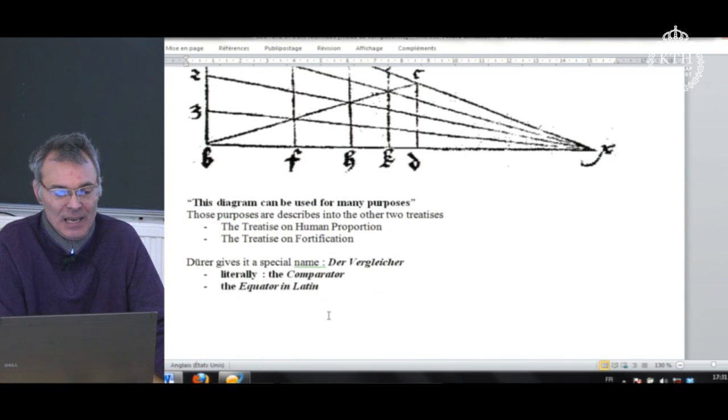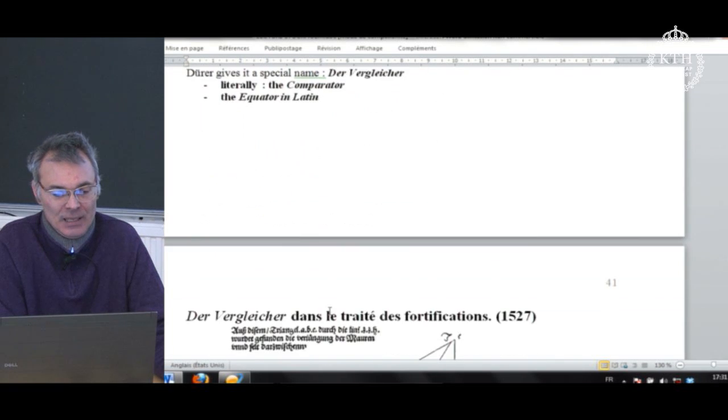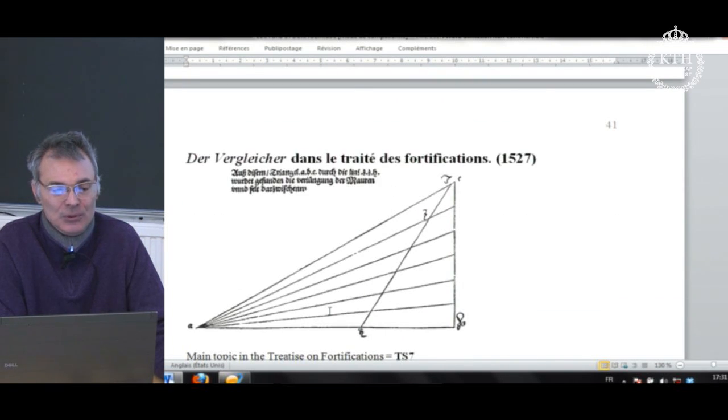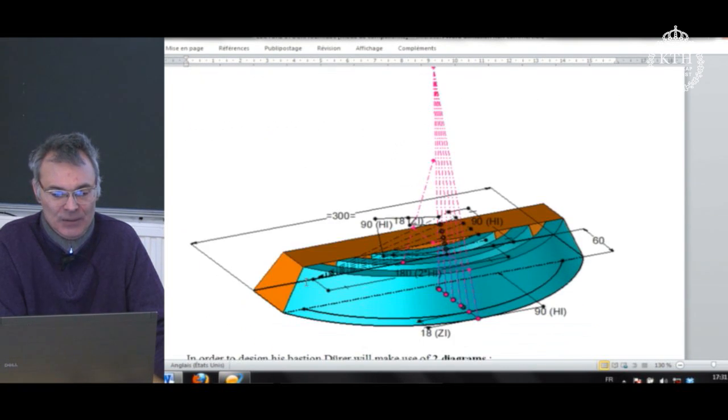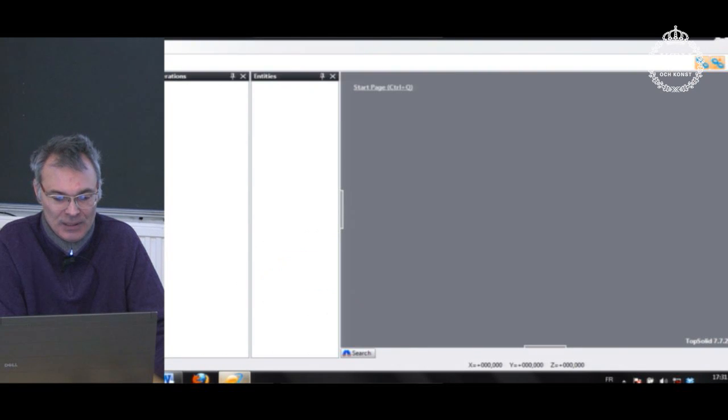if you wish. So this diagram, actually you find in each of Dürer's 3 treatises. Especially, you find it in the Treatise on Fortification. So this is the image of this Vergleicher that you see in the Treatise on Fortification. So let's see what it's all about.